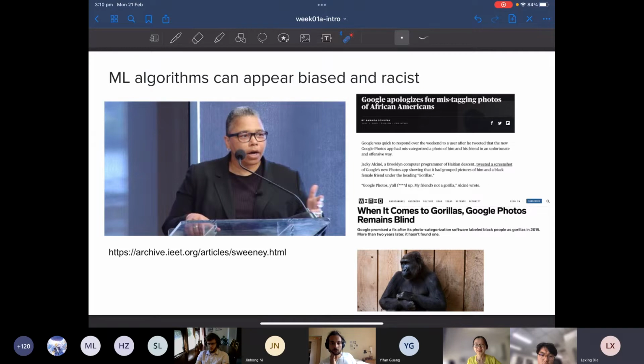It mistakenly tagged Black people with dark skin as gorillas. As of last year, when I made these slides, Google still hadn't fixed the problem. The class label gorillas simply doesn't exist in Google photo tagging.